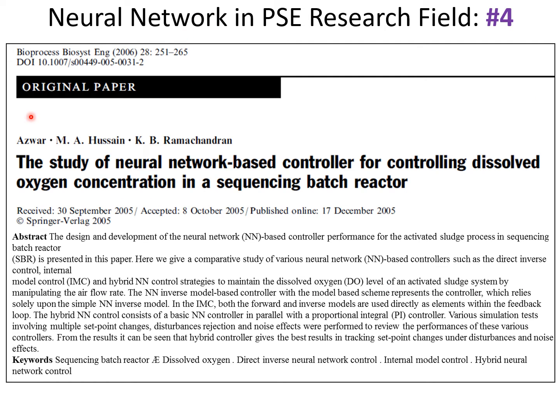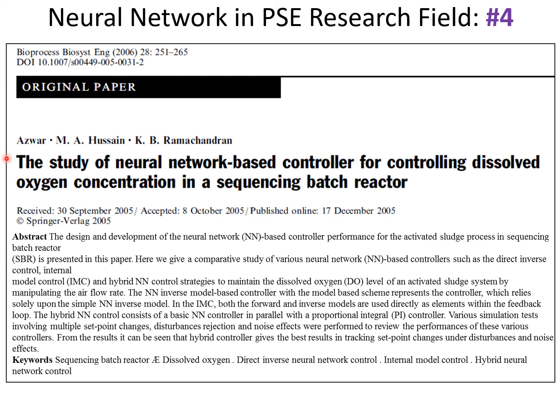This is what, 2006, all this quite some time ago. We have a recent one, but it's like some time ago. We have been using all this for quite some time. Study of neural network based controller for controlling dissolved oxygen concentration in a sequencing batch reactor. We call it SBR. Here we use the neural network, direct inverse IMC and hybrid neural network to maintain the dissolved oxygen in the activated sludge system by manipulating the airflow rate.